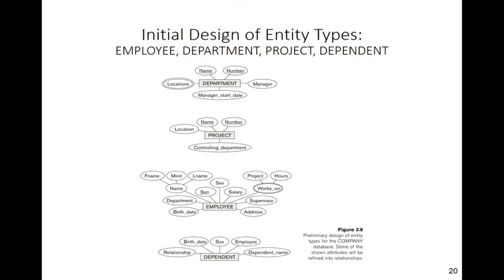Okay, what about project? Location, name, number, and the controlling department. Okay. All right, so employee, oh man, look at the employee, right? Works on projects and hours, and got a supervisor. Shouldn't name be a double oval? Why would name be a double oval? Isn't it a multi-valued attribute?